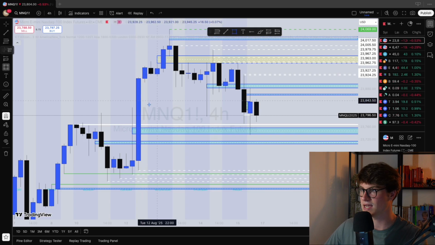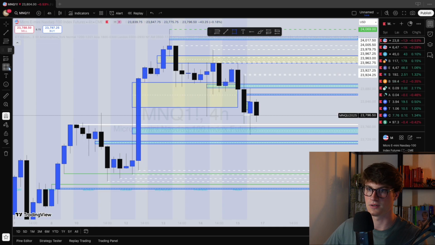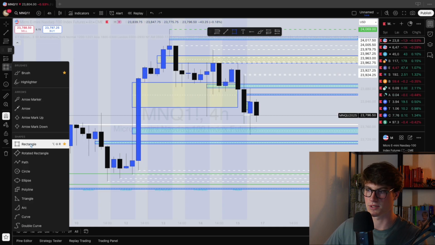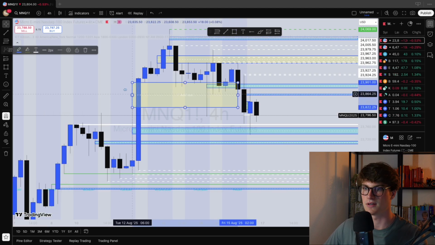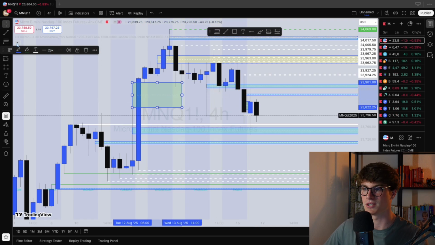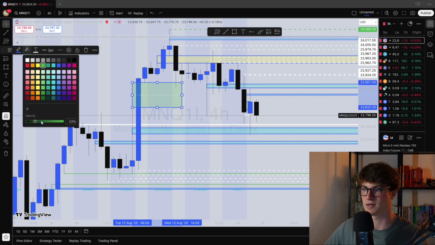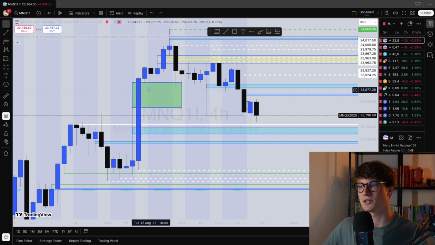In this case, we can take our tool, you can find it here in the shapes, the rectangle. You can use whatever color you want. In this case, for a bullish one, I will use a green one. Then you can adjust the opacity, don't keep it too high. I'll just keep it like here, 40%, 50%. And this is your gap.